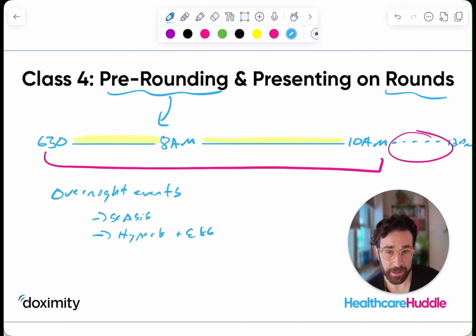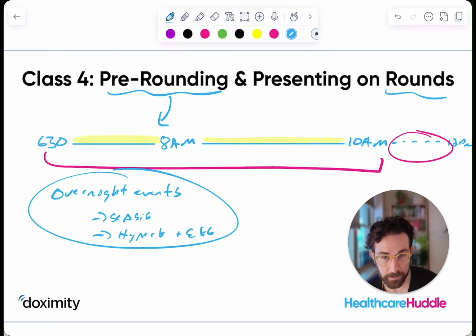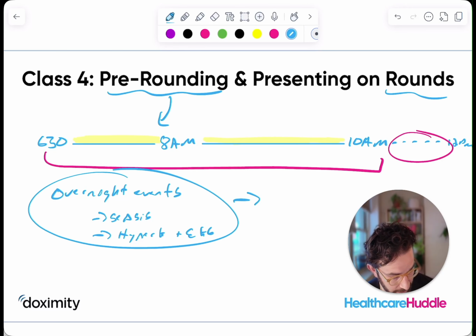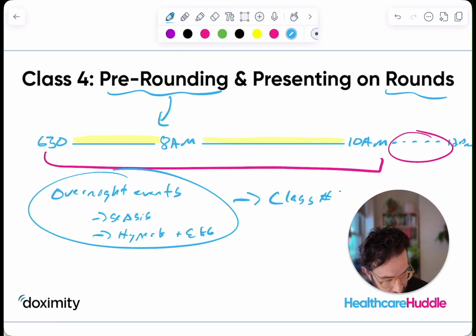And then subjective data you'll get and gather either through notes or through bedside rounding, right? But what I do is I will get sign out from the night team. And remember, this is class number 2.